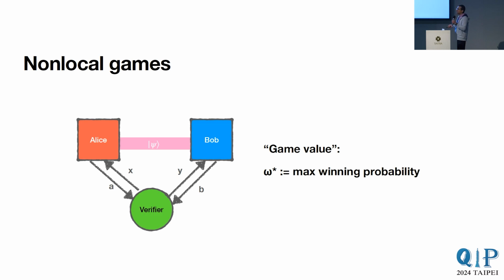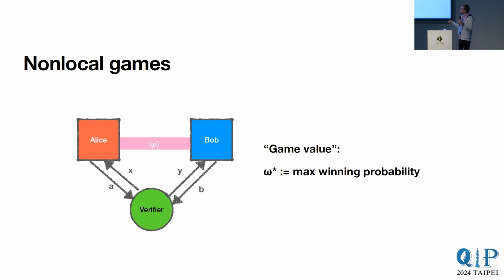And then the verifier will decide whether their responses are correct or incorrect for the given challenges. If their responses are correct, we say they've won the game, and if they haven't, then they've lost the game. So this is viewed as a game played between the verifier and the 2 quantum parties. A quantity that's super important for these protocols is what's called the game value, which is just the maximum probability they have of winning or succeeding in the protocol over all possible quantum operations they could do.